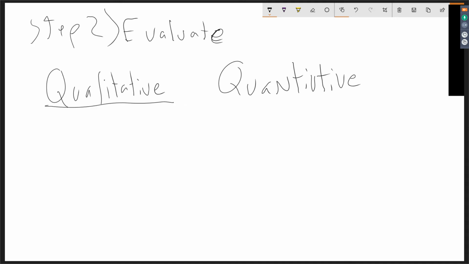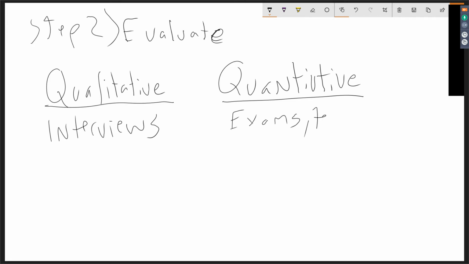But qualitative and quantitative, here's the thing. So qualitative evaluation is where you're going to go and do things like interviews. So you're going to ask folks, how does this person work? What are their strengths around this? And then quantitative are exams, tests, and skill practice.